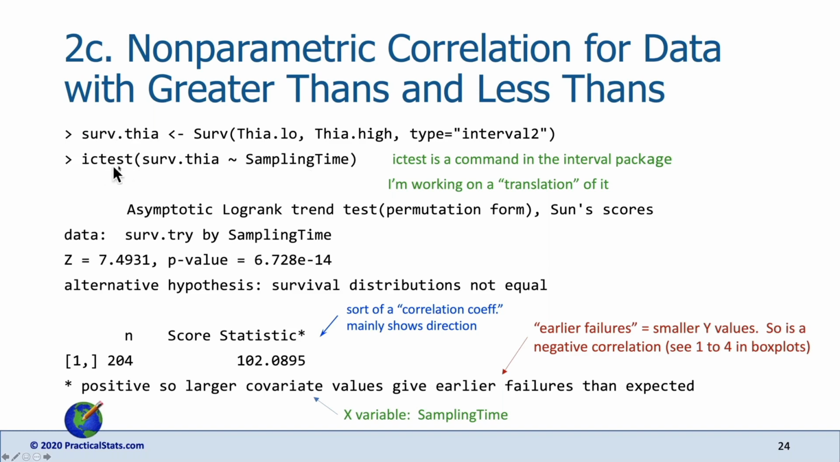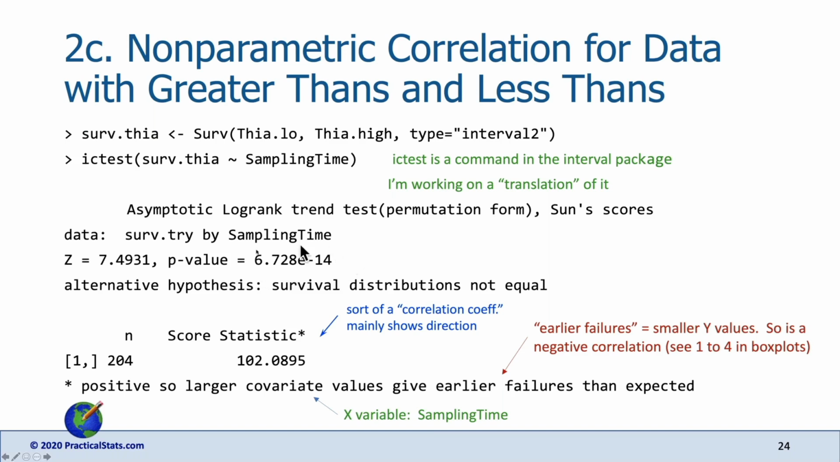So this IC test is in the interval package. This y variable is up here, that Surv command. We did this before, so I'm just reusing that, showing it here to you. It gives you back a log rank trend test if that were time, and if it's some other continuous variable, it's a trend in whatever that variable is. So it's looking at a correlation between y and x. It's using something called a log rank statistic. That's one of the things I'm investigating. I think there are ones that are more similar to something like Kendall's tau.